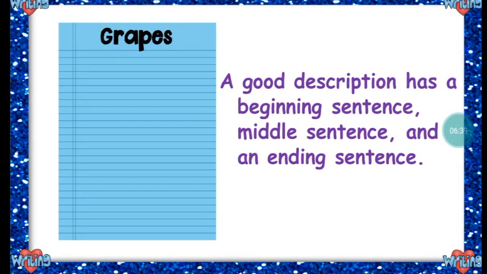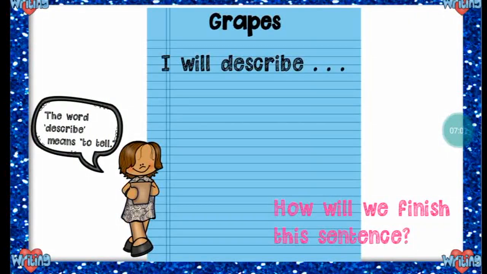So it is similar to the narratives you retold in Unit 3. They are all the same thing, okay? When we were retelling Unit 3, we wrote our plots in order. All our plots, we wrote them in order. So this is the same thing you're going to do. A good description must have a beginning sentence, middle sentence, and an ending sentence.